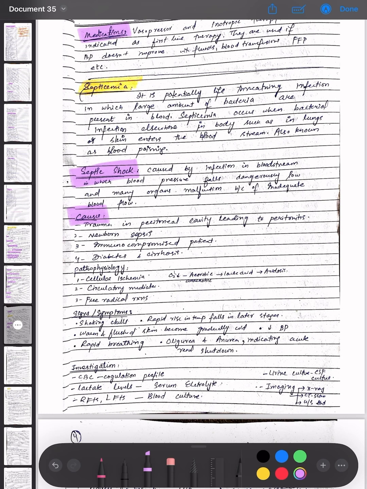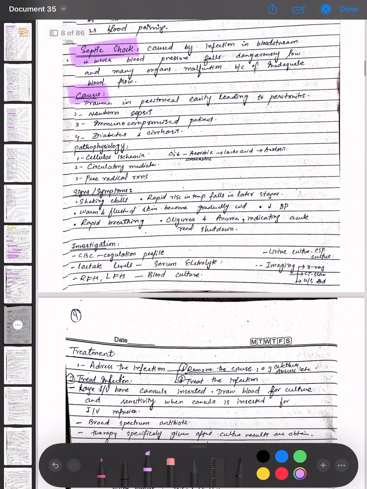What is the pathophysiology? Cellular ischemia, circulatory mediators, free radical reactions. Now, what are the signs and symptoms? Shaking, chills, rapid rise in temperature that falls in later stages, warm and flushed skin that gradually becomes cold, decreased blood pressure, rapid breathing, oliguria and anuria, indicating acute renal shutdown. These are the signs and symptoms of septic shock.